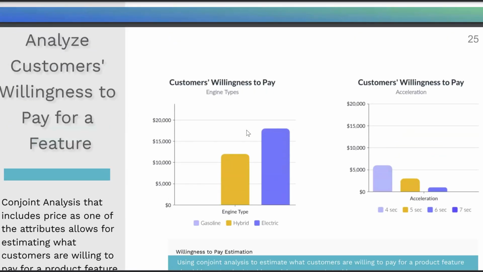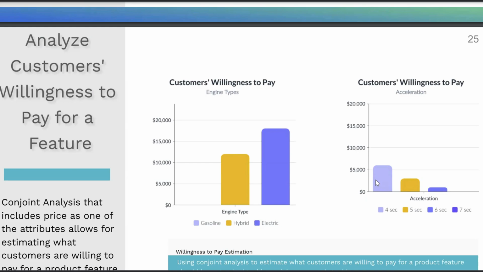Well, one of the most common things that people use conjoint analysis for, again, there's so many ways that you can use it, is what's called willingness to pay. So you can understand consumers' willingness to pay for a feature that is potentially something that you're considering in your product. In this case, going from a gasoline car to an electric car, people are willing to pay an extra. In this case, this is not necessarily a real example, but you can understand what people are willing to pay if you go from gasoline to a hybrid to an electric, or you go from a reduced 7-second acceleration to 6 seconds to 5 seconds to 4 seconds.